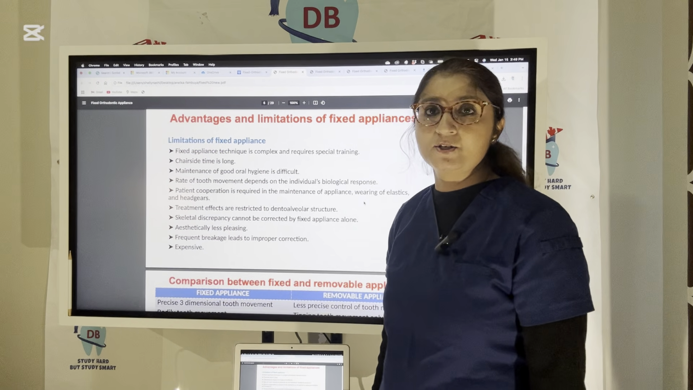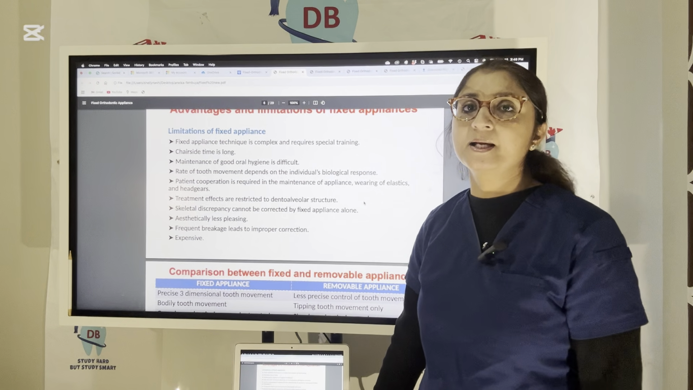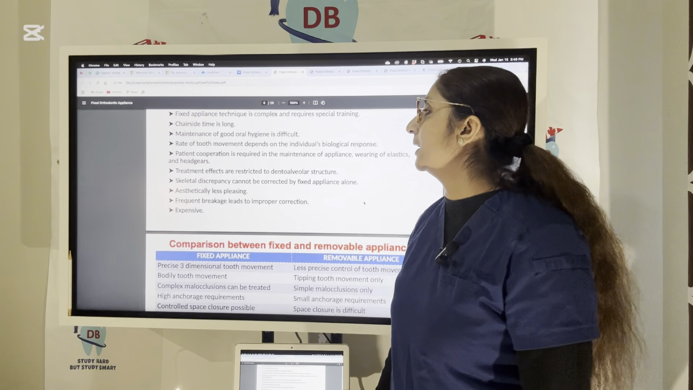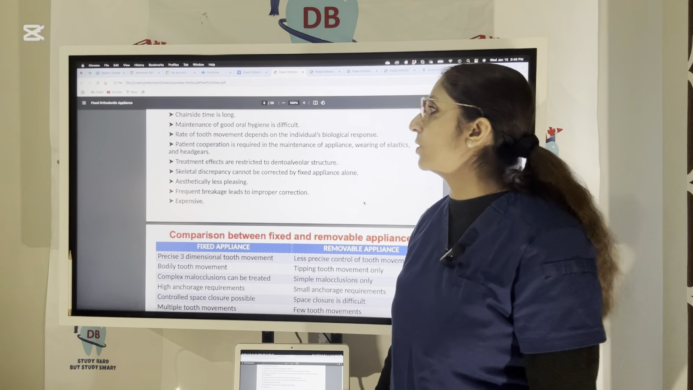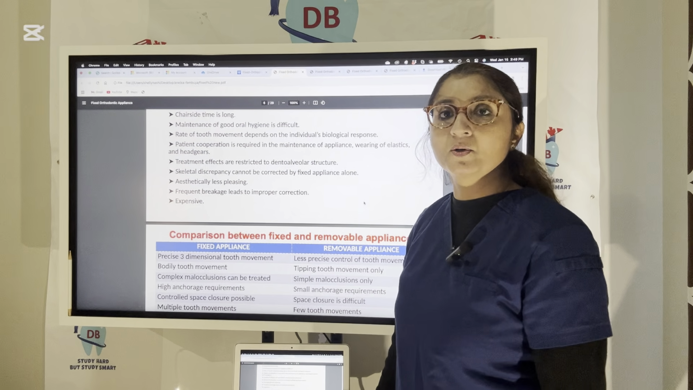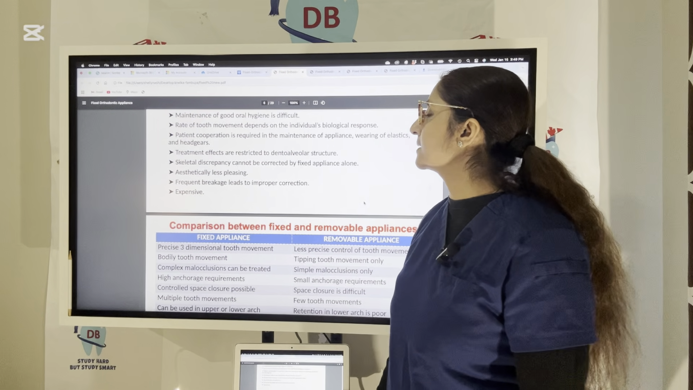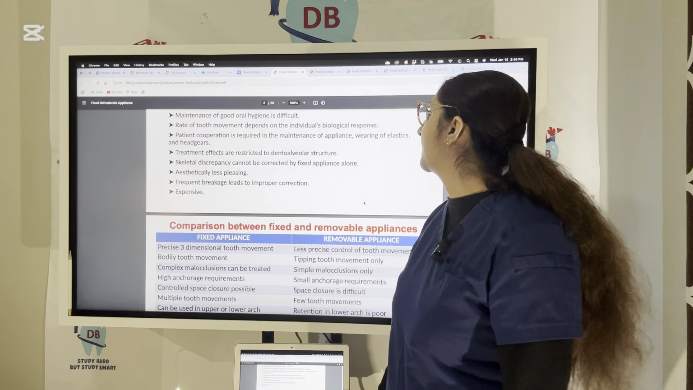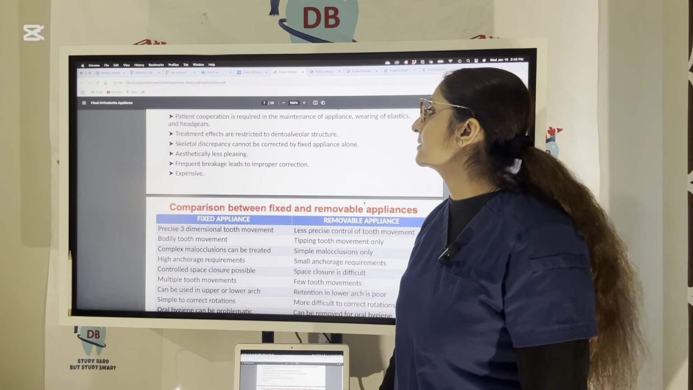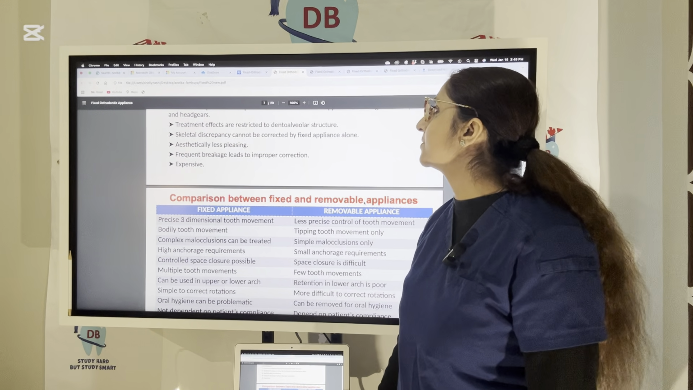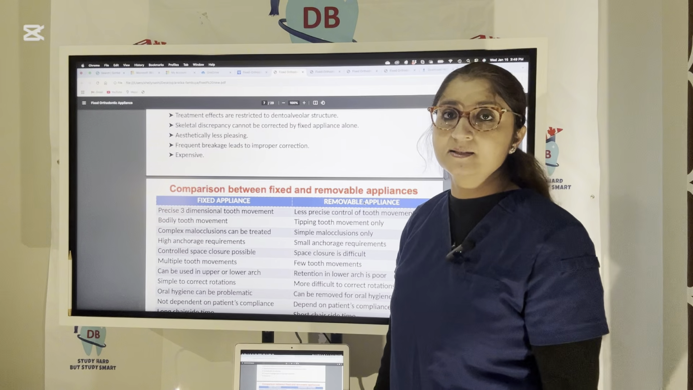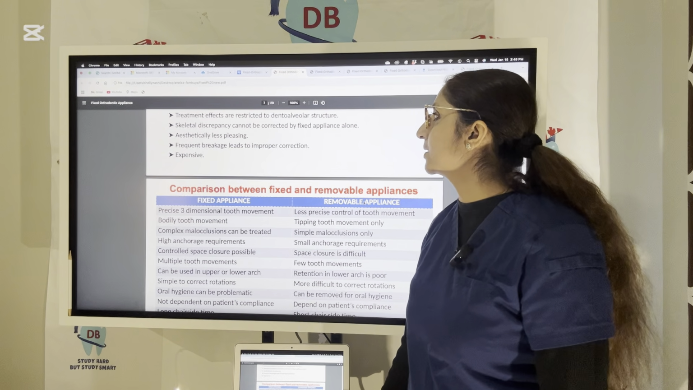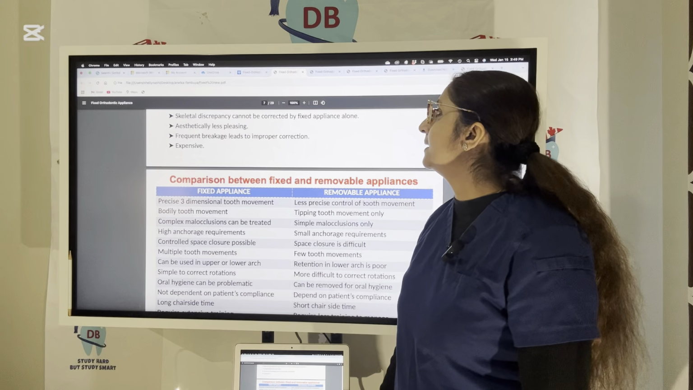Now, what are the limitations of the fixed appliance? The fixed appliance technique is complex and requires special training. And definitely chair side time is long here. Maintenance of good oral hygiene is difficult with the fixed appliances, and patient cooperation is required in maintaining the appliance, wearing of elastics, headgears, and the treatment effects are mainly restricted to dentoalveolar structure. Aesthetically, of course, fixed appliances are less pleasing, frequent breakage can always happen, and they are expensive.